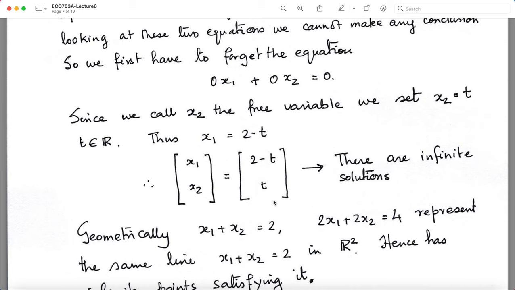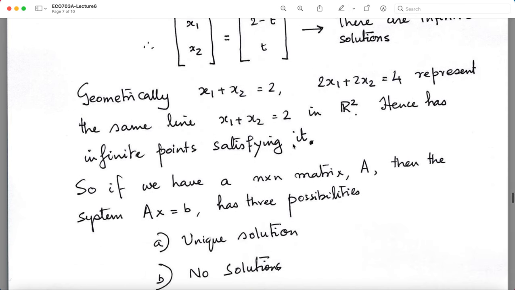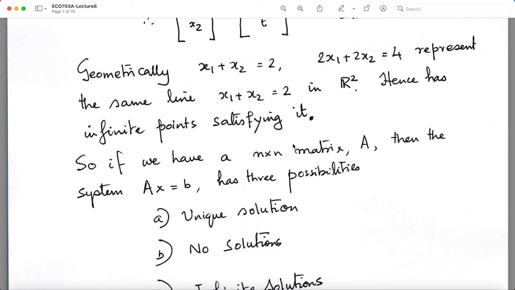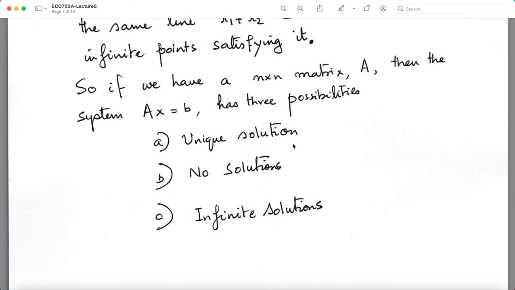So there are infinitely many possible solutions also for an n cross n matrix. For the next chapter also we'll discuss n cross n matrices, and then in the third chapter, we'll go into the situation where m is not equal to n. Here you see that for any choice of t, this is a solution. So there are uncountably infinite solutions. So if we have an n cross n matrix A, then the system of equations Ax equal to b has three possibilities: unique solution, no solution, or infinite solutions.